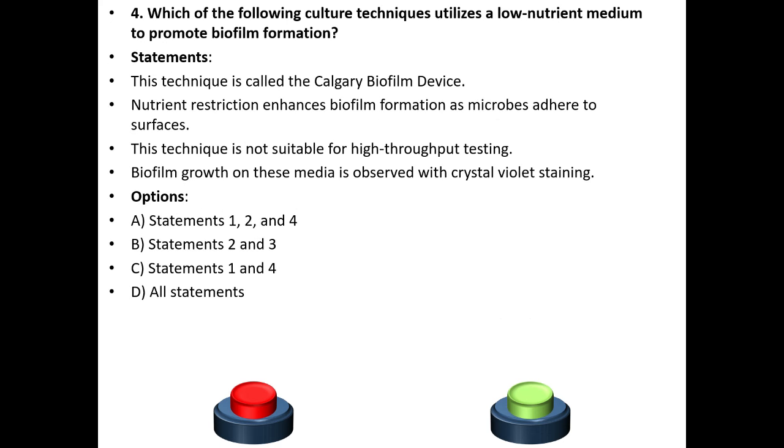Fourth question. Which of the following culture techniques utilizes a low nutrient medium to promote biofilm formation? Statements. This technique is called the Calgary biofilm device. Nutrient restriction enhances biofilm formation as microbes adhere to surfaces. This technique is not suitable for high throughput testing. Biofilm growth on these media is observed with crystal violet staining.